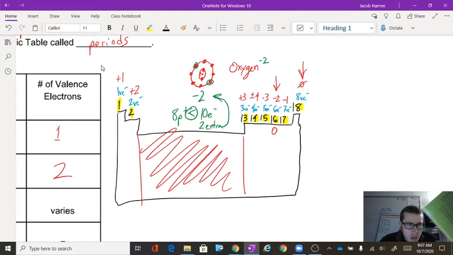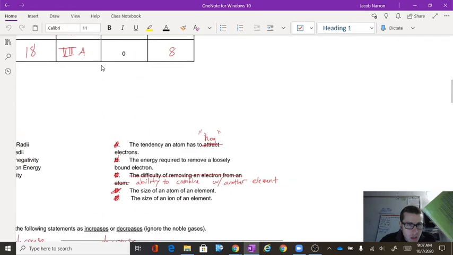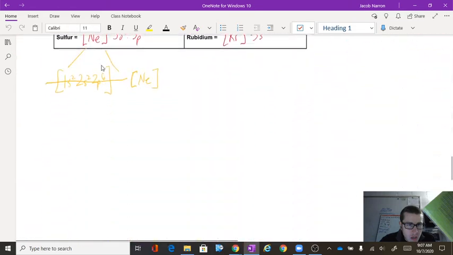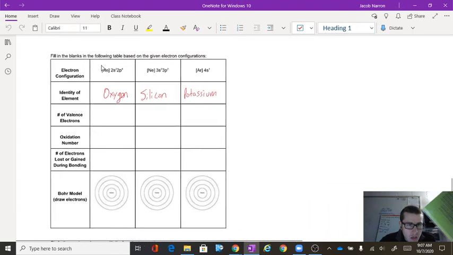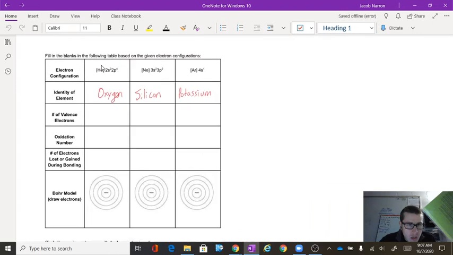There's oxygen. The next one's silicon. Silicon is in group 14, so it's going to be right there. So we got silicon, we got oxygen, and we have potassium. Potassium is over here. And so I'm going to use that information. And again, you guys have this reference table. I've told you to fill in this information. And if you haven't, I don't know why you haven't. It's easy answers.